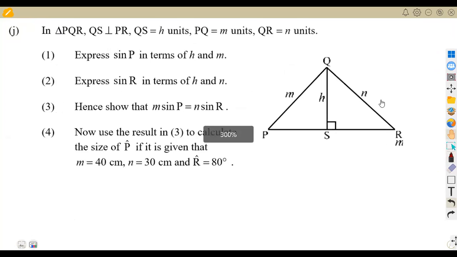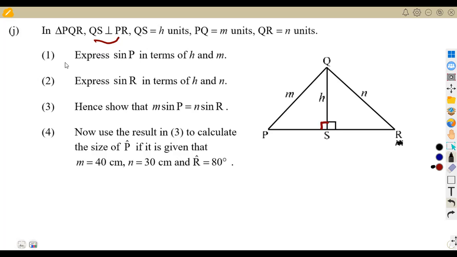Then the last part, which is our question J here, is in the triangle PQR. I've got a triangle and you're given this information that QS is perpendicular to PR. So meaning it's 90 degrees. So this is also perpendicular, 90 degrees. I talked about this. And this is H units, QS, which is H units, PQ is M units, QR is N units. Okay, so this one, where is it coming from now? It's just a mistake there.